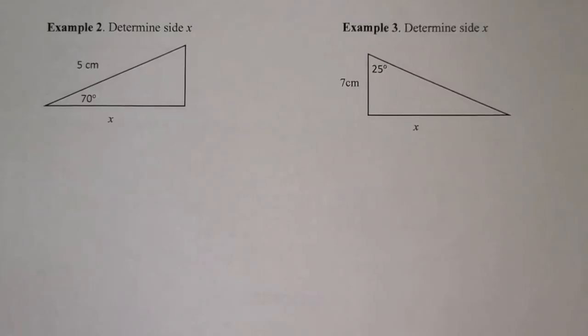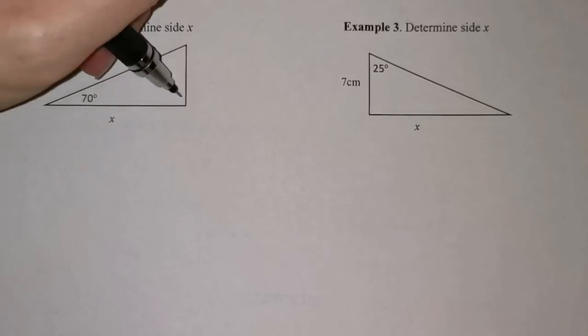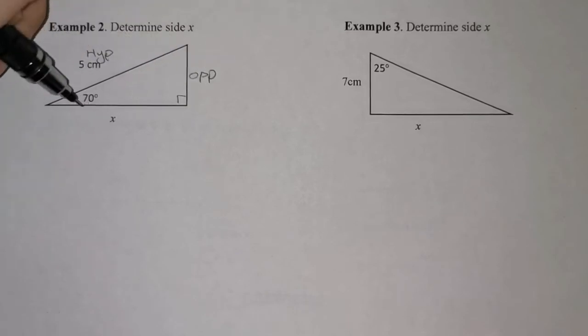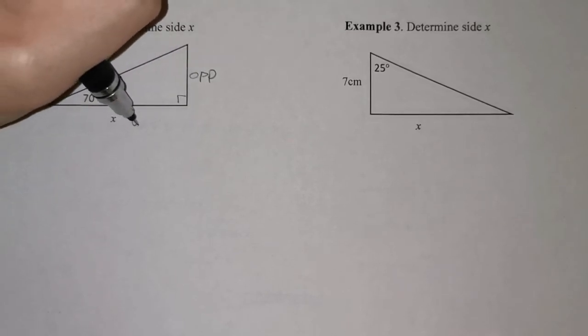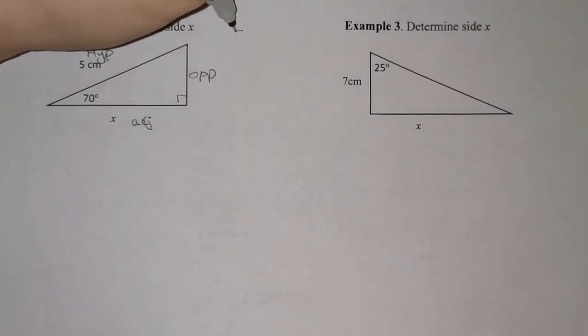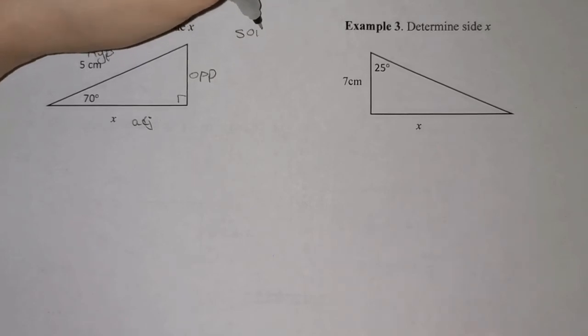Moving on to question 2. Here we want to find the side x. Again, before doing anything, you want to label your sides. This one is our hypotenuse. This one's opposite. And this one is our adjacent side. And I'll just rewrite the SOHCAHTOA here.